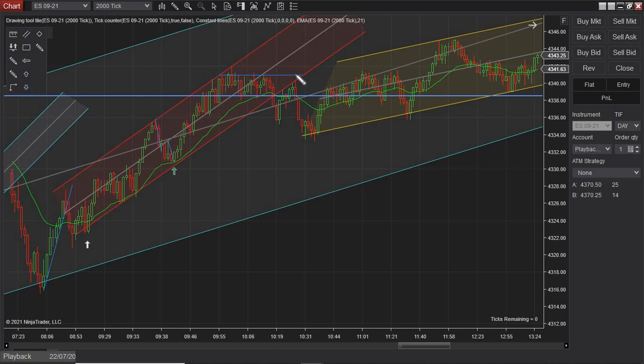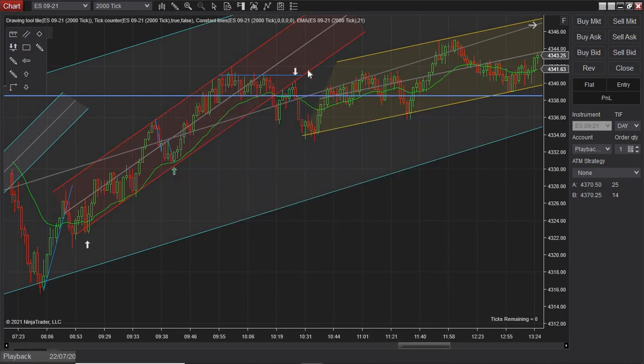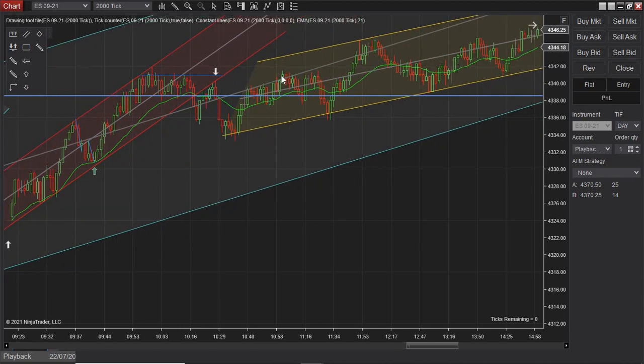So I think I'm going to mark this, but it is actually very aggressive. Let me just mark this for learning purposes. I think this makes sense. Then you come here, prices start ranging a bit. So let me extend this trading range line.